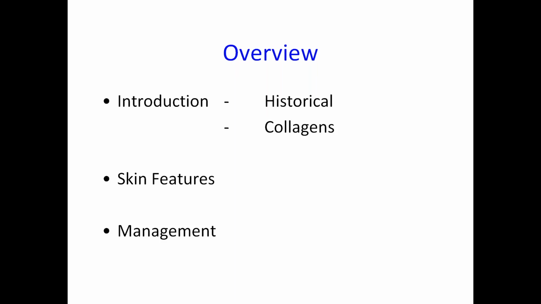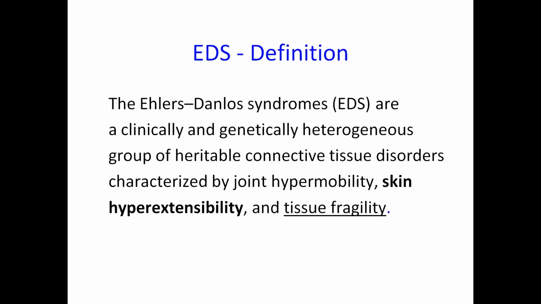As I mentioned, I'm going to mention a little bit about collagens, because the biology of collagens gives us an understanding of what's going on, and then the skin features, and then how to manage those skin features. So when you look at the definition of EDS, you'll see already in bold, I put the skin hyperextensibility as one of those cardinal or absolute features that we really expect to see. And also I've underlined tissue fragility, and that includes skin fragility. So skin manifestations are a really important aspect of this group of syndromes.